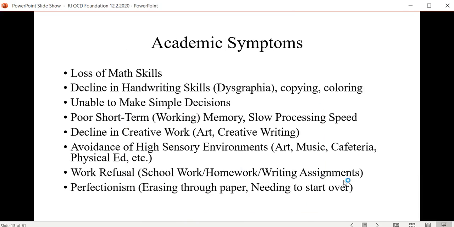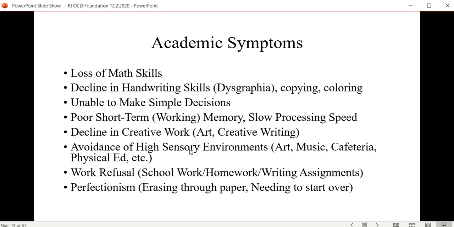So I'm going to try and move on. Academic symptoms, I mentioned some of them already: loss of math skills, declining skills in writing. Executive function includes making simple decisions. Very bad short-term memory. This is particularly true in Lyme disorders, tick-borne disorders, slow processing speed. You'll see a change in their work.